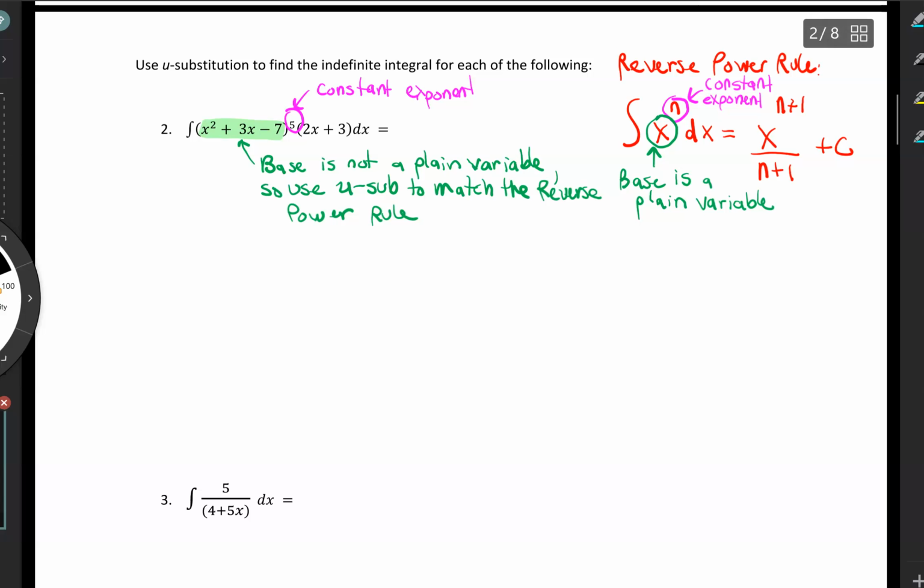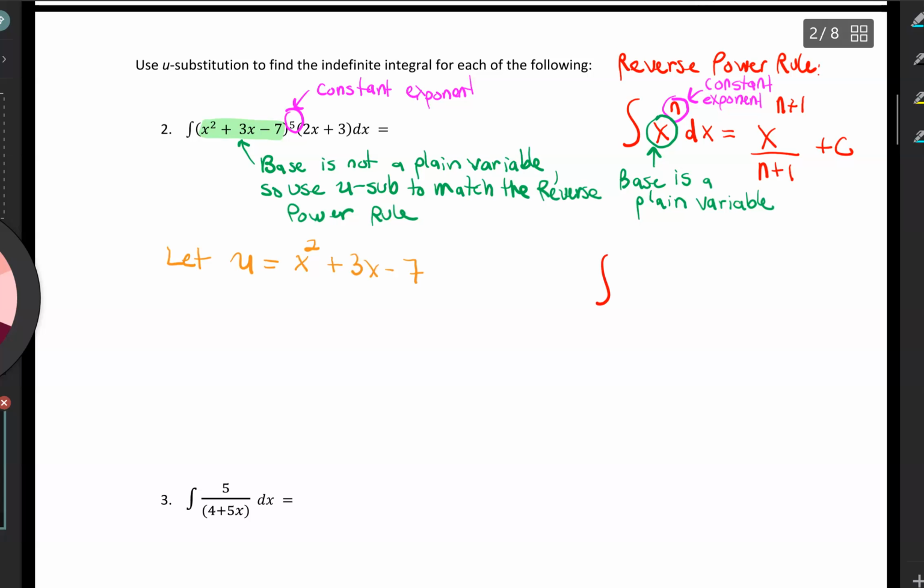Okay, so here we go. So here's my u substitution. We're going to let u be the thing that's messing us up. The base is messing us up. So I'm going to let u be this trinomial. Okay, and again, if I stopped right there, this is what I would have.